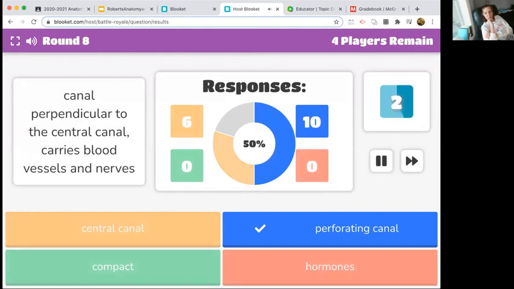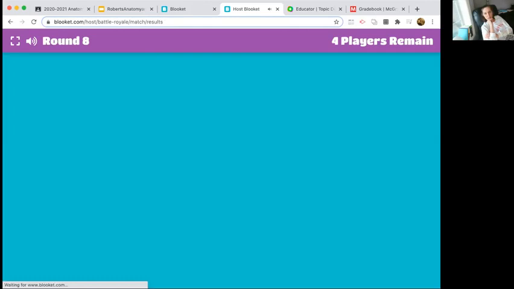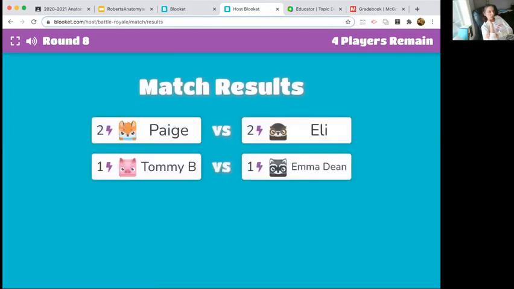And most books call it Volkmann's canal, after the person who discovered it, but perforating canal and Volkmann's canal are the same thing.